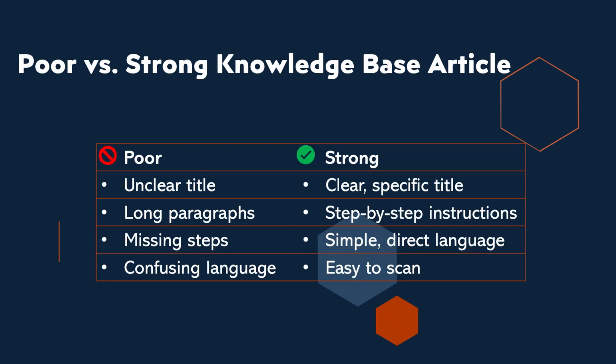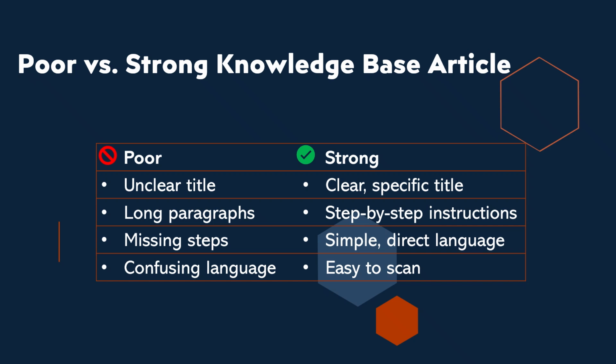Poor versus strong knowledge base article. Let's compare a poorly written knowledge base article with a strong one. A poor article is often unclear, difficult to read, and missing key steps. This creates confusion and increases support requests.